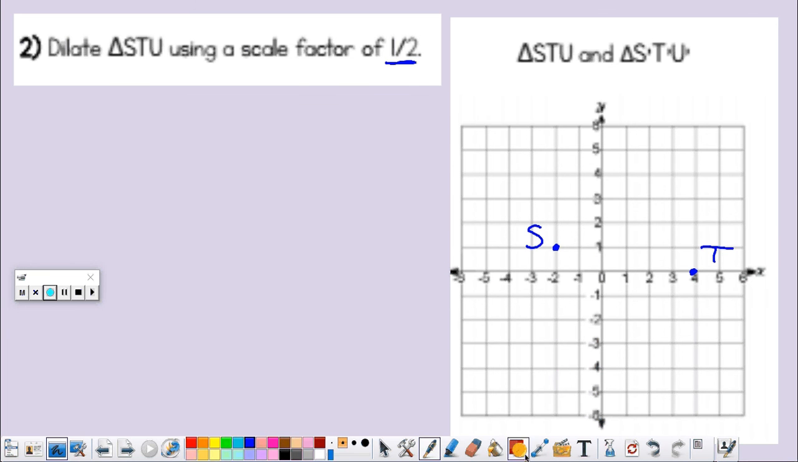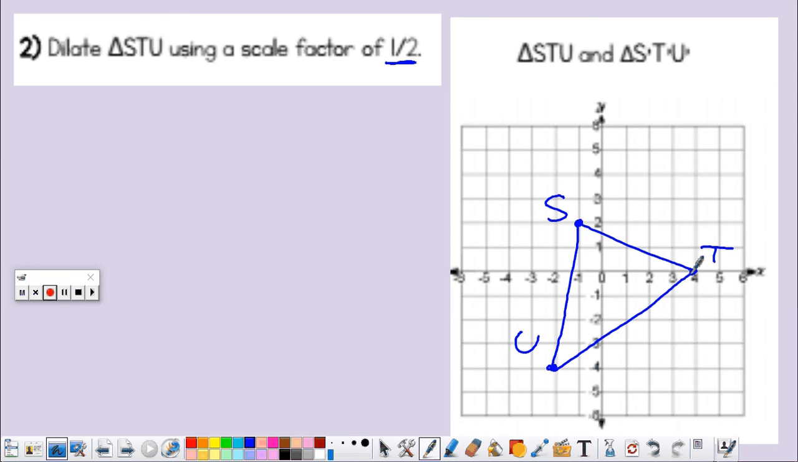Oh, I have it wrong. S should be at -1, 2, right? Okay, that's what I did wrong last time too. U. All right, so here's our triangle. Did you connect the points? Go ahead and connect the points.